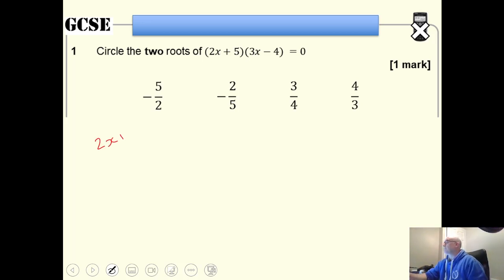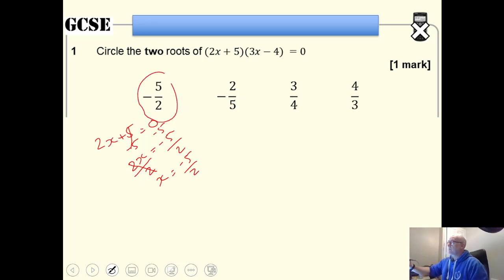So we've got 2x plus 5 equals 0. If I solve for x, take away 5 from both sides, so 2x equals negative 5, and then divide through by the coefficient of x to leave me x equals minus 5 over 2. So the first one on there is my first answer.